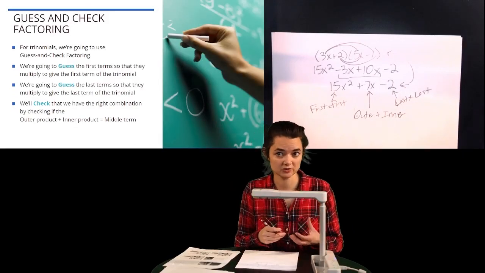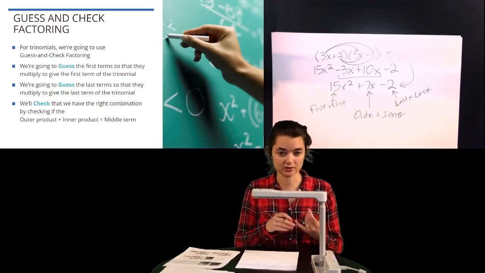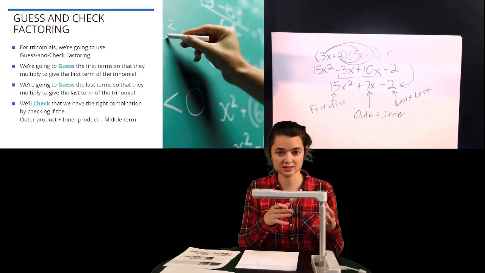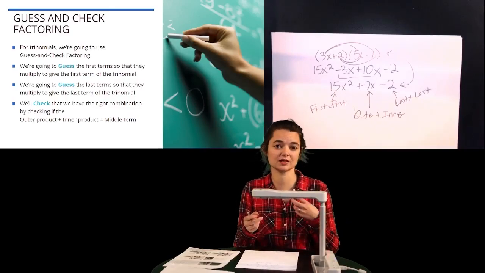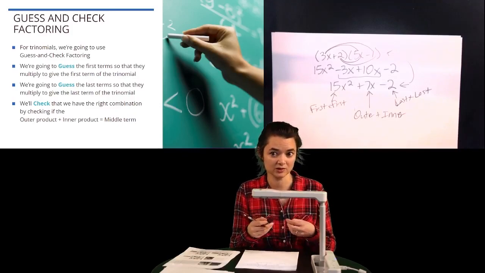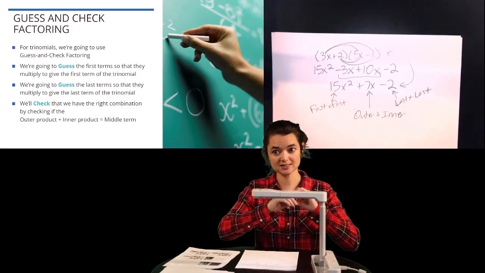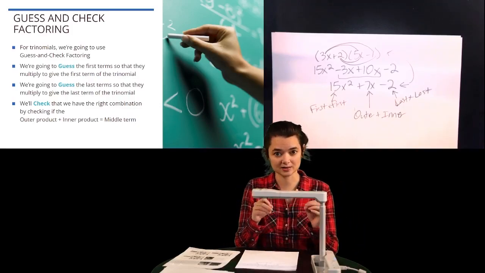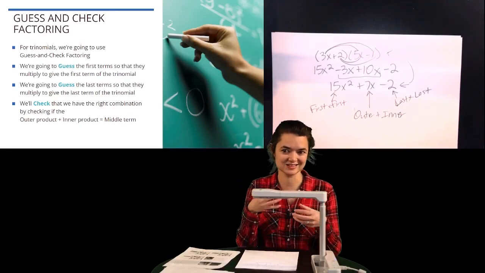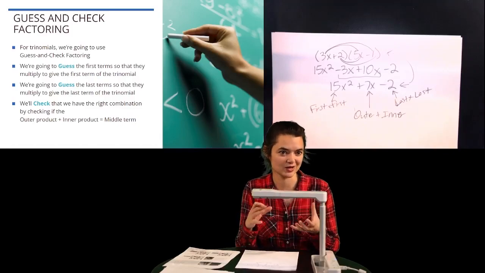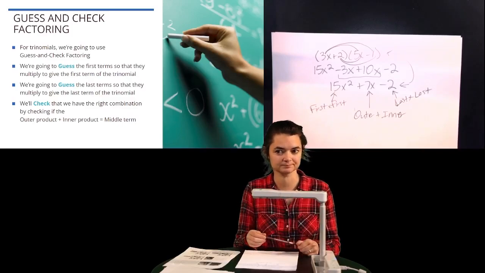So for these trinomials, we're still going to be doing guess and check factoring. So remember, with that guess and check factoring, we're going to guess the first terms so that they multiply to give us the first term of the trinomial. We're going to guess those last terms so that they multiply to give us the last term of the trinomial. And we have to be extra vigilant about checking this time, because it really is that outer product and the inner product added together to give us the middle. This time, you're not going to be multiplying by x each time, so they don't add directly. They really do need to multiply in to give us that middle term.